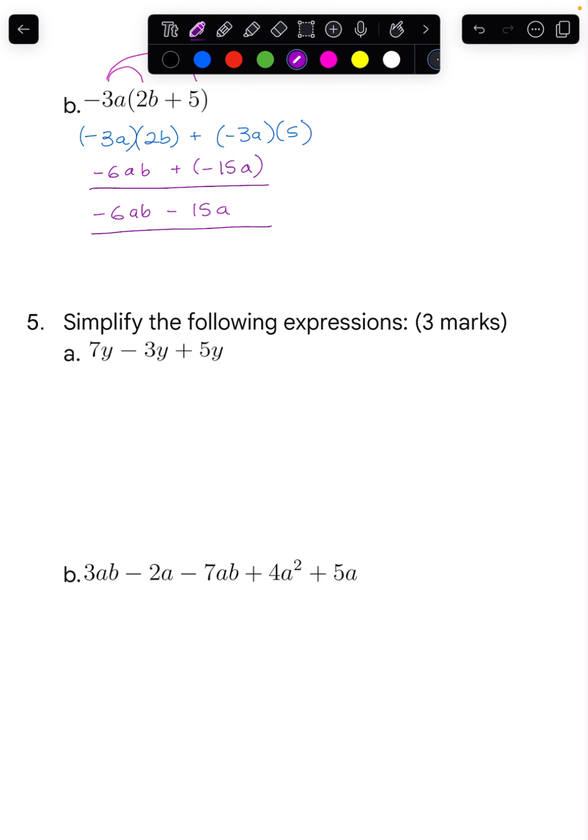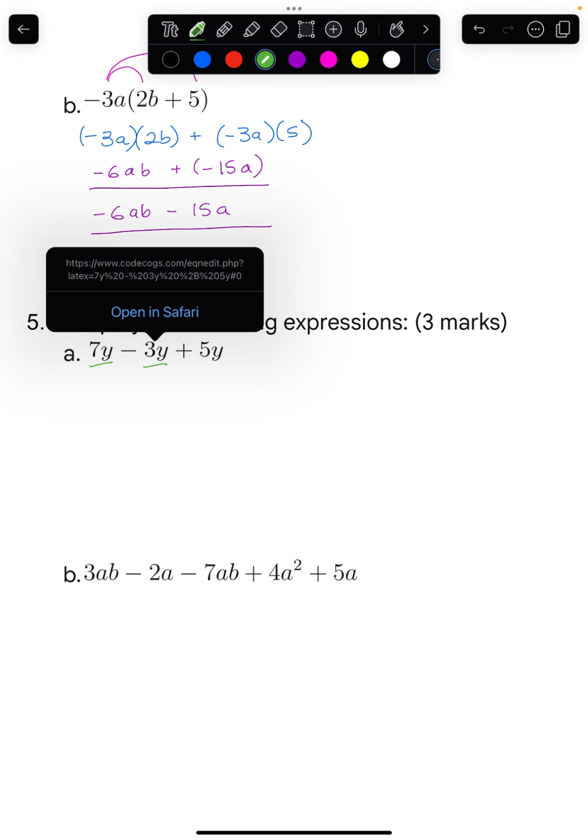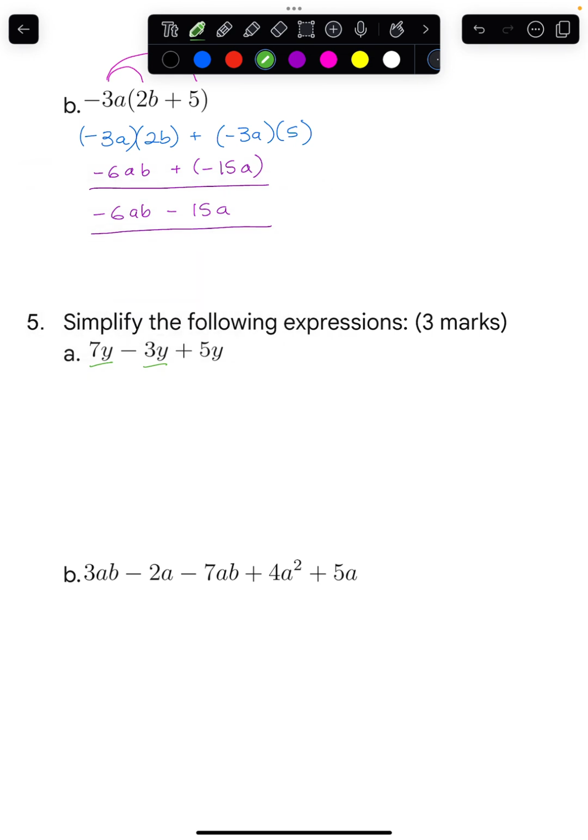And in the first example, a, they're all like terms. So we have 7y, the variable is y. We have negative 3y, variable is y. And we have 5y, variable again is y. And so we can add or subtract all of these, starting with the first two. So 7y minus 3y leaves us with 4y. I'm just going to write out 5y so I don't lose track. And then 4y plus 5y is 9y. And our final answer is 9y.